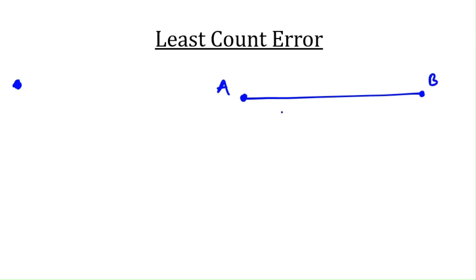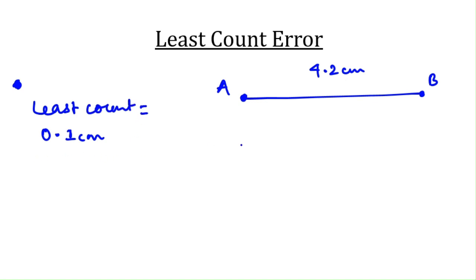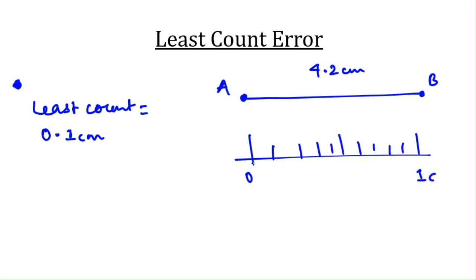You are measuring the length of this line segment. So you have used a scale having a resolution of 0.1 centimeter. The least count of the scale is 0.1 centimeter. What does it mean? That the scale has markings at intervals of 0.1 centimeter. So this is the smallest length this scale can measure. So the least count of this scale is 0.1 centimeter.